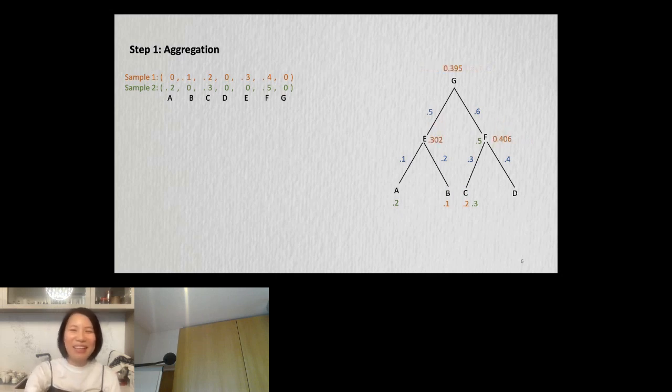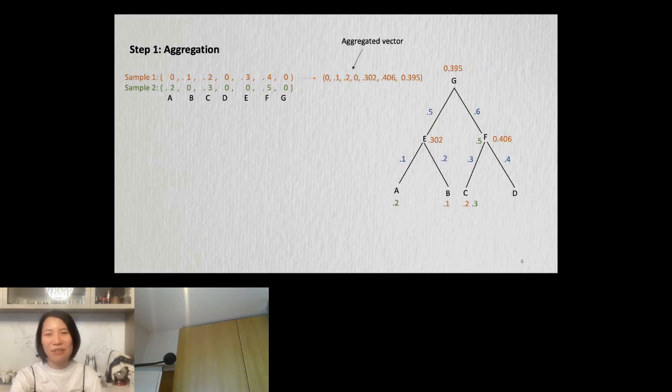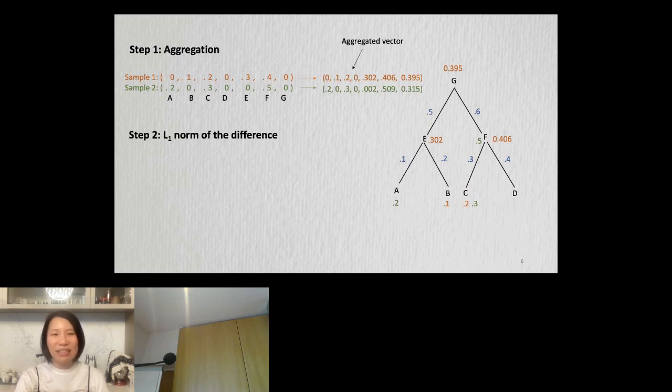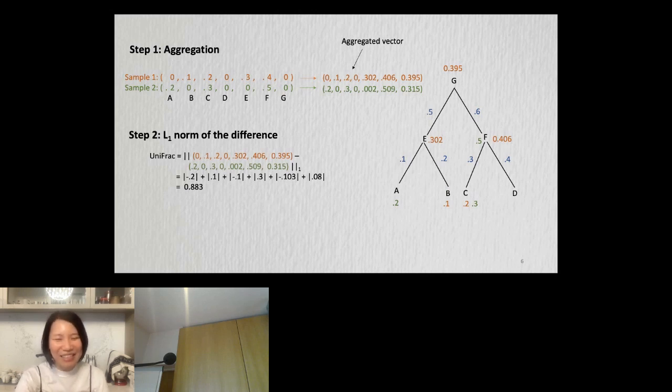So in this process, we get a new vector, which we will call the aggregated vector because it's obtained through this process of aggregation. We will do the same for the other sample and obtain another aggregated vector. The second step is to compute the L1 norm of the difference. So we subtract the two vectors and we compute its L1 norm, and this computes the exact UniFrac distance.